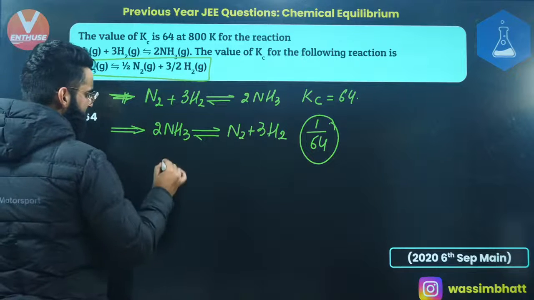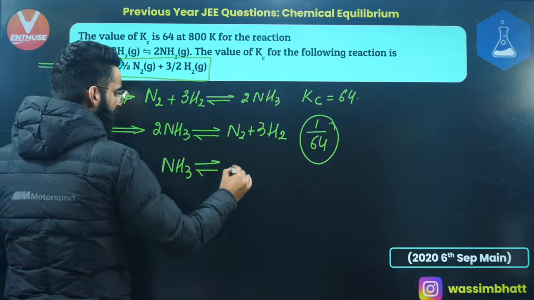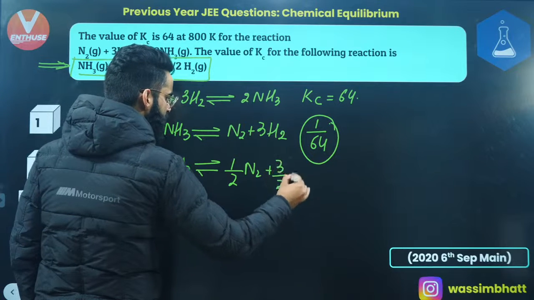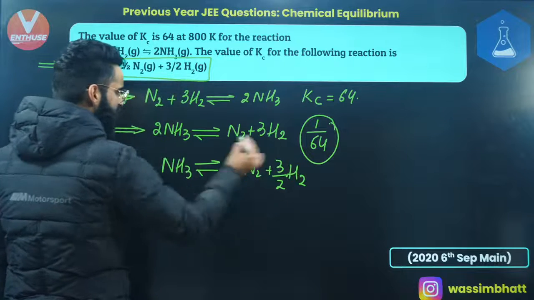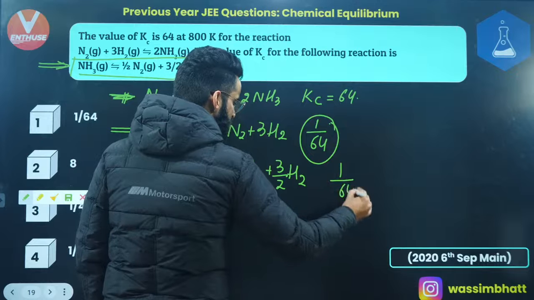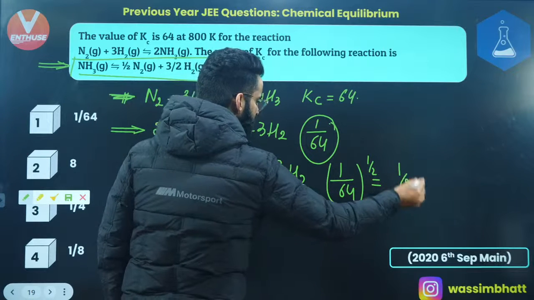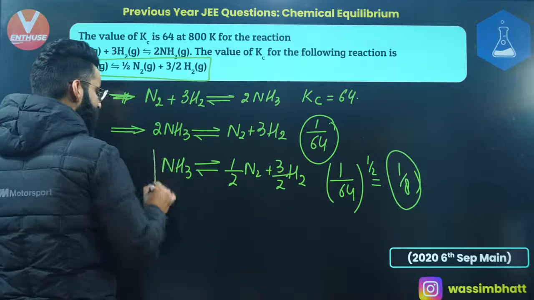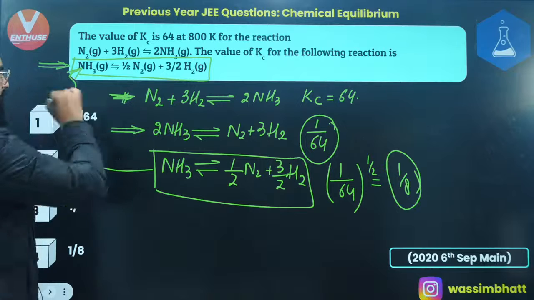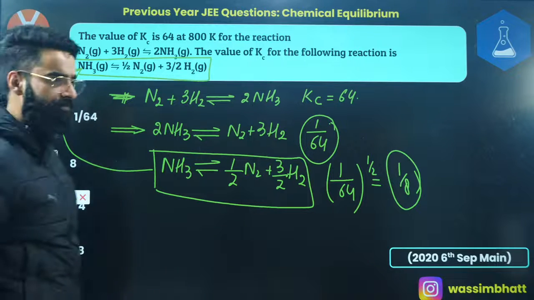Okay. Now further what I'm going to do, I'm going to multiply this reaction with 1 by 2. If I multiply this reaction with 1 by 2, it becomes NH3, it becomes 1 by 2 N2, and over here it becomes 3 by 2 H2. So since I've multiplied this reaction by 1 by 2, that 1 by 2 goes to the power of equilibrium constant, so it becomes 1 by 64 raised power 1 by 2. So the value comes out to be 1 by 8. So 1 by 8 is the new equilibrium constant for this reaction for which I was supposed to calculate, right? Okay, so 1 by 8 is going to be the answer of this question. So option 4 is the one.